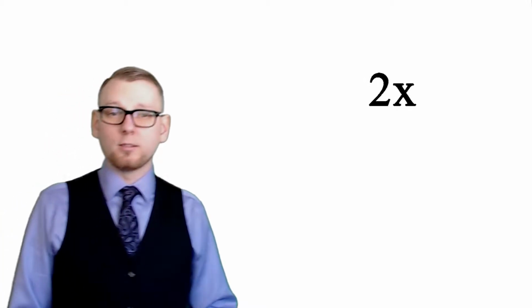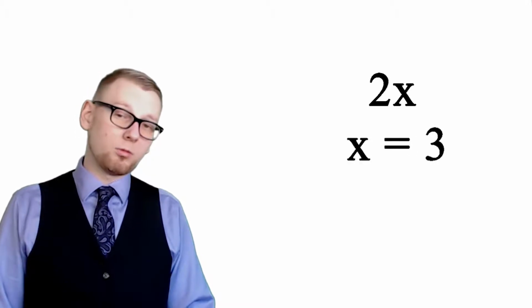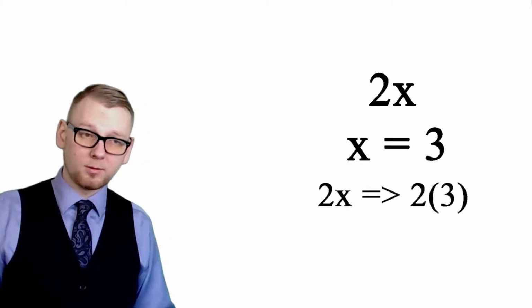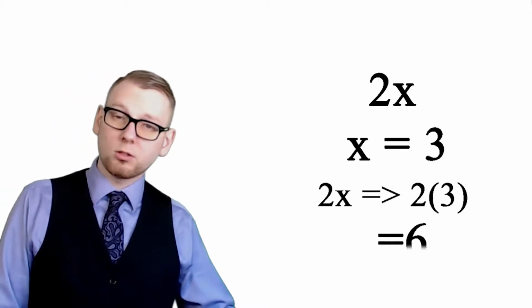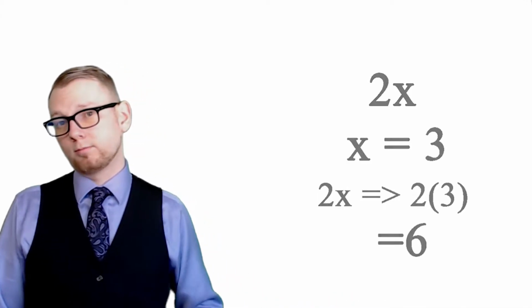So for example, we have 2 times x. If we have x equal to 3, then we replace our x with the value 3. So then we have 2 times 3. 2 times 3 is 6, and we're done.